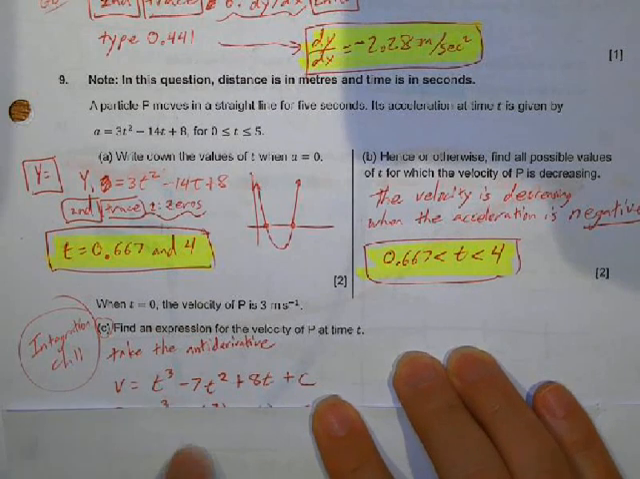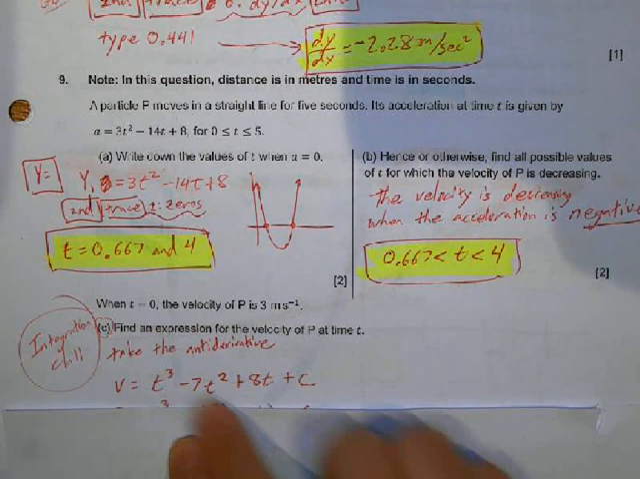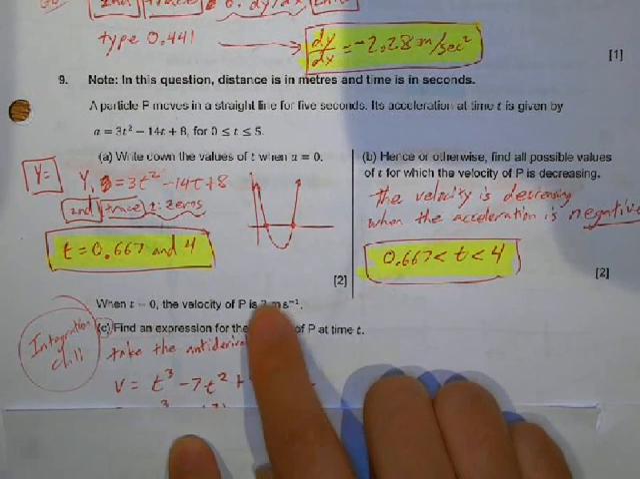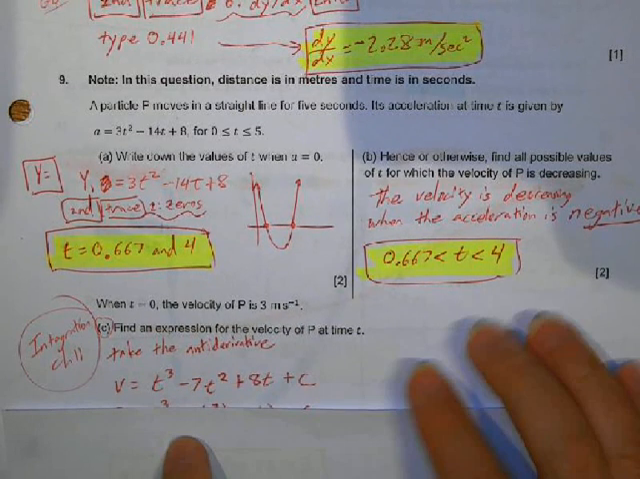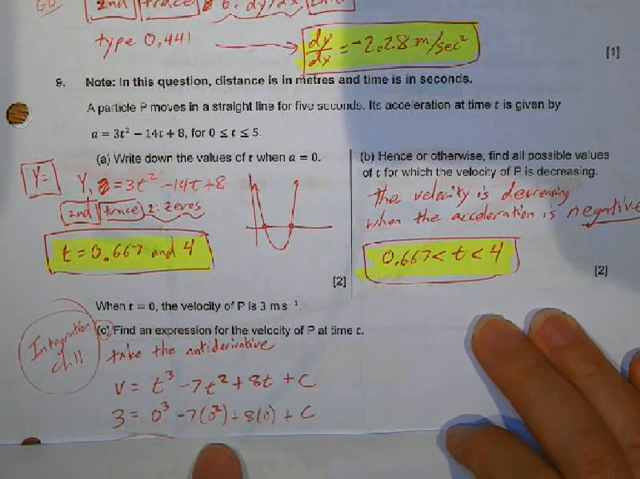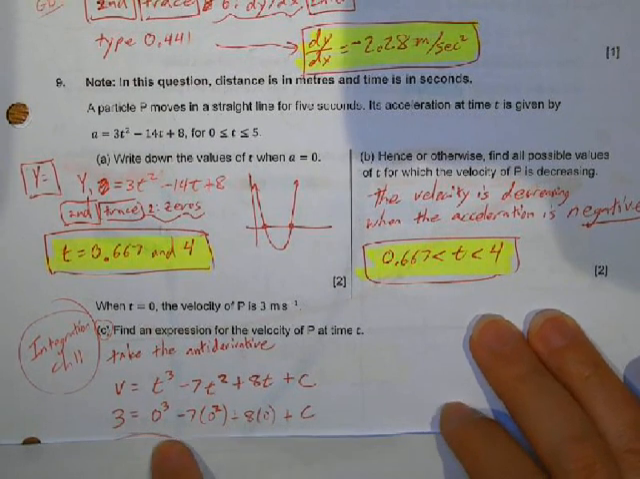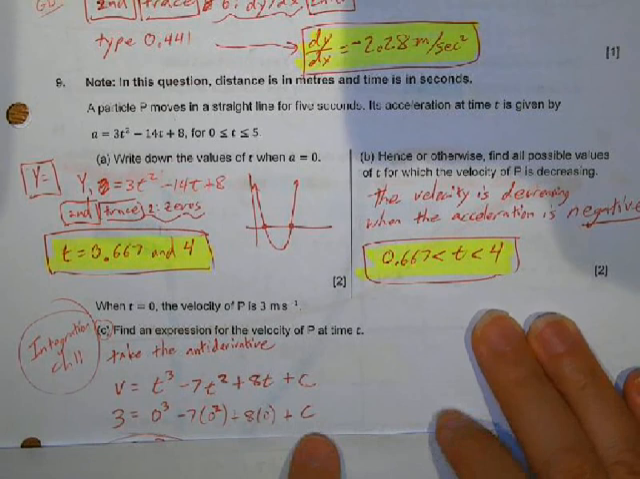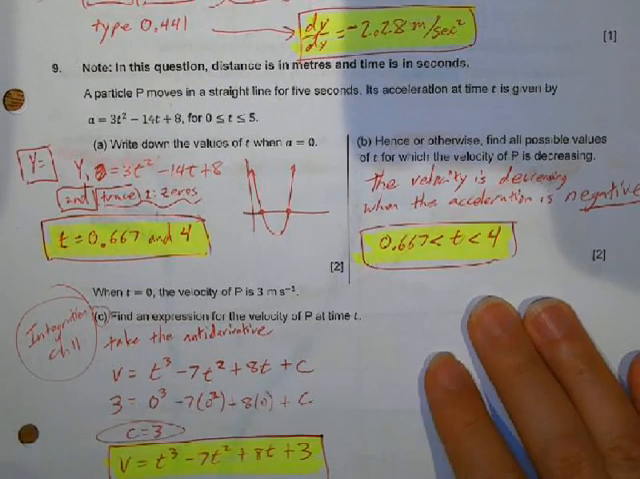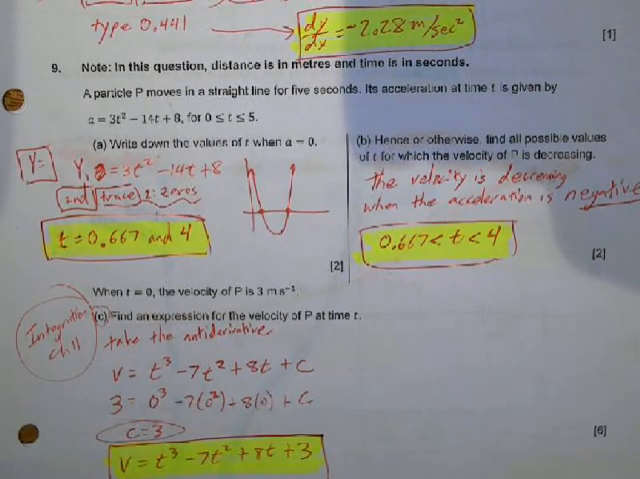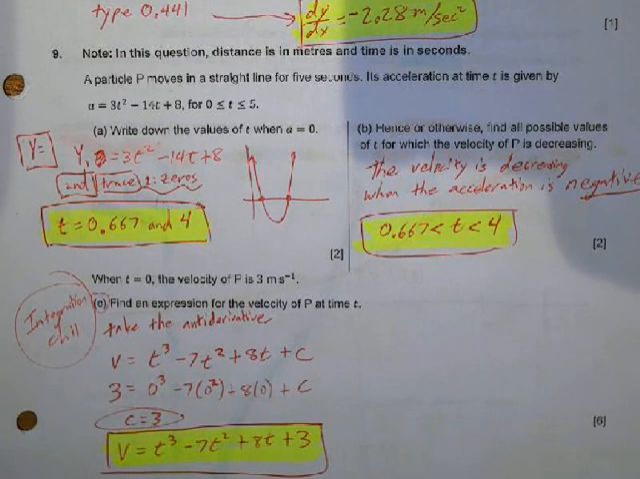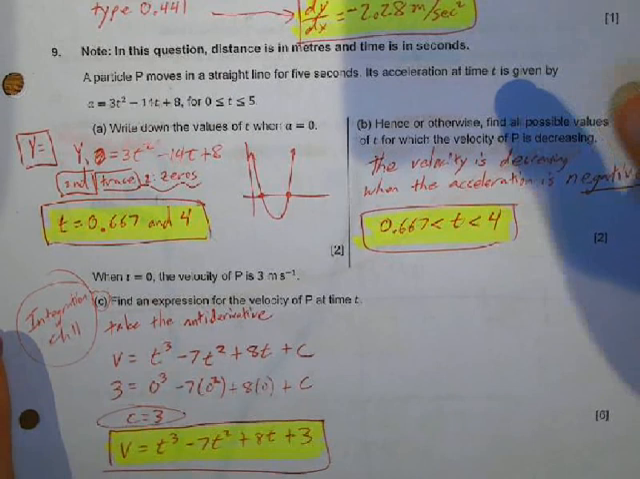Okay, I'm going to replace t with 0, and I'm going to replace my velocity v with 3. And now I can deduce that c is equal to 3. And so there is my equation for velocity after using integration, which you may remember how to do.